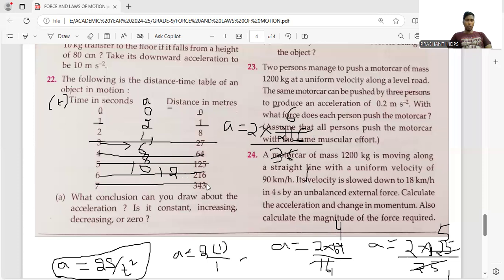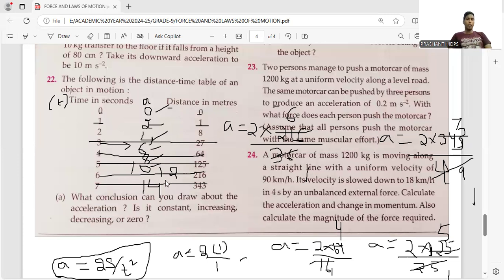Now 7 and 343. Substitute again. A is equal to 2 into, what is the distance value? 343 divided by, what is t square? Time square, 7 square. So 7 sevens are 49. So 49 sevens are 343. So 7 twos are 14. You'll be getting acceleration value 14. Now if you observe, first acceleration is 0, second acceleration 2, next 4, 6, 8, 10, 12, 14.